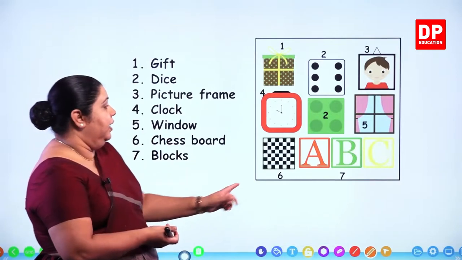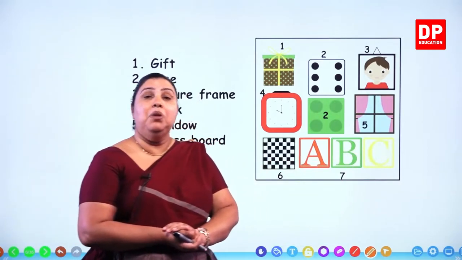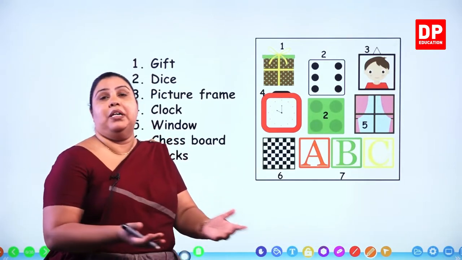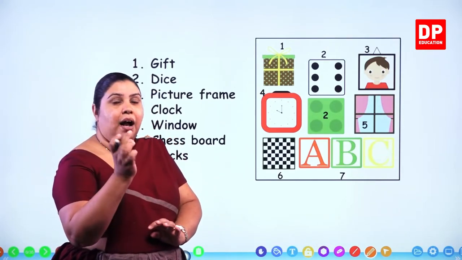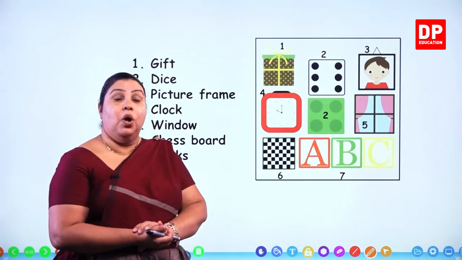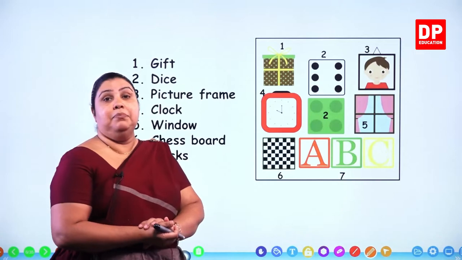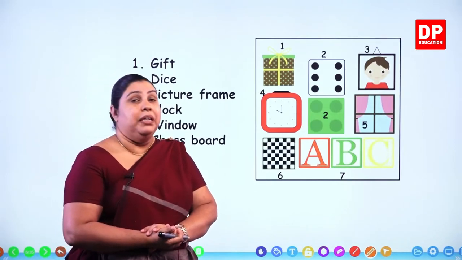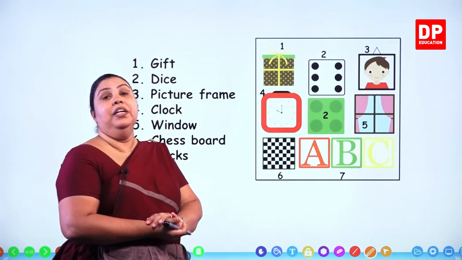The last one, blocks, building blocks. You must have played with building blocks. Even at home, you must be having blocks. And they come most of the time in the shape of a square, blocks. It is like a dice. Maybe you can use it to build different objects. Building blocks, they come in the shape of a square.